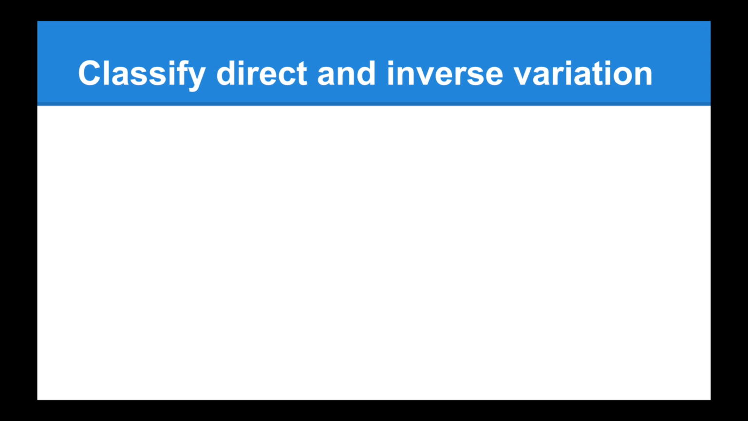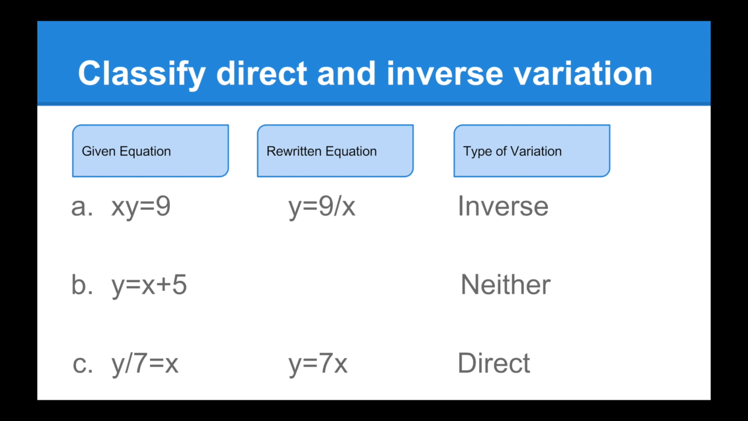Now you're going to classify direct and inverse variation. So, first of all, we are going to look at an inverse variation. So it's y equals 9 divided by x. In this situation, it's an inverse variation, because when we rewrite it, it becomes a division of the constant and the x factor. So it's an inverse. And then it goes to y equals x plus 5. In this situation, it's neither inverse nor direct. It's a neither variation. And then it goes to y equals 7x. When we change the given equation at the left corner, it becomes a direct variation.